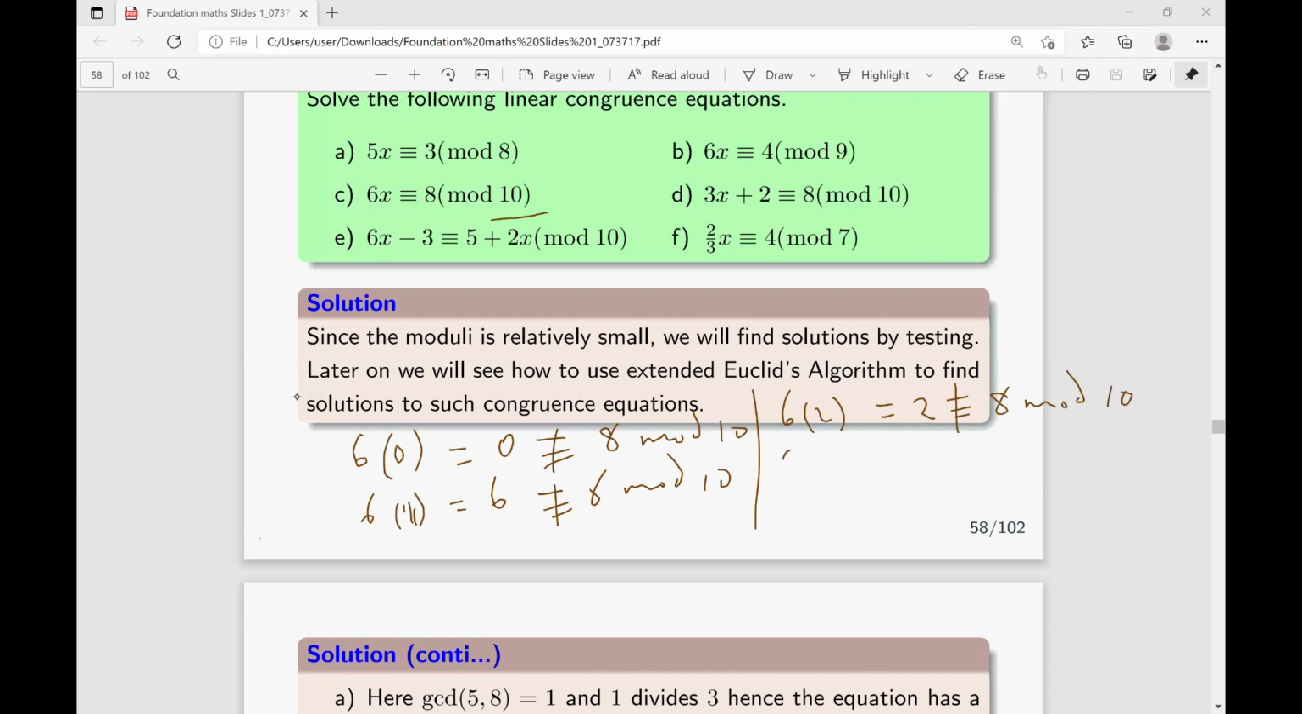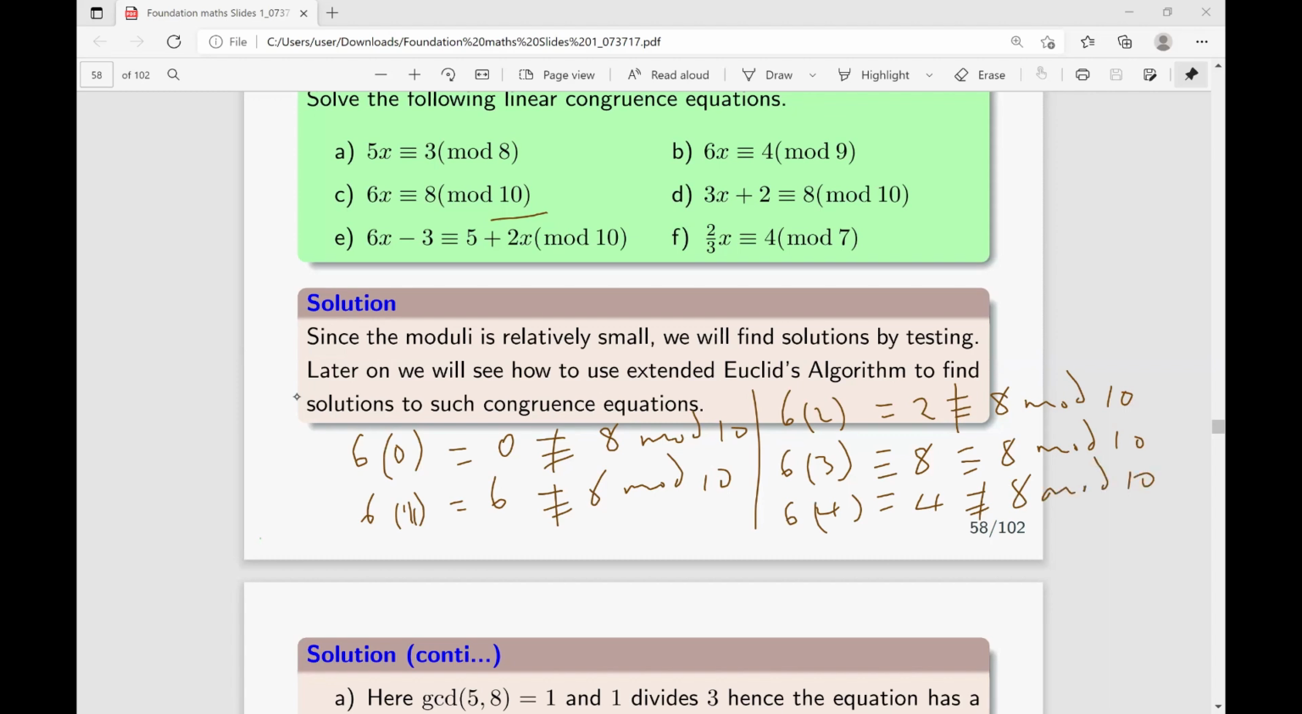Let's try 3. This is 18. Mod 10, this will be 8. Is that okay? Which is equal to that. So that means 3 is one of the solutions. And we know we must have 2. Let's try 4. This is 24. Mod 10, this is 4, which is not equivalent to 8.